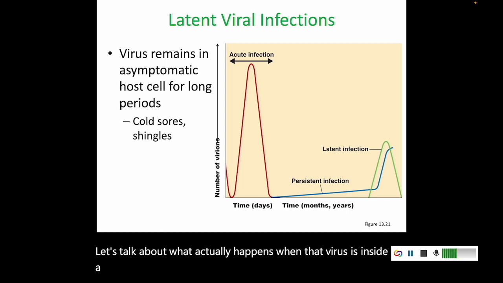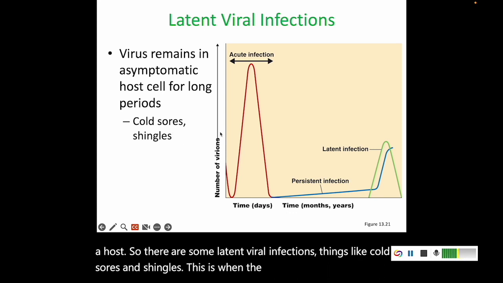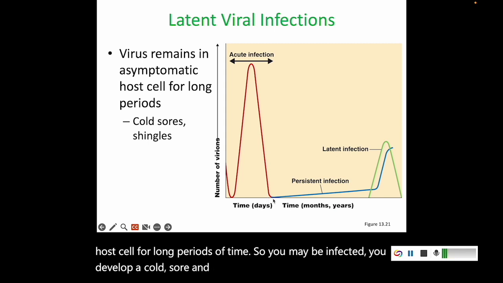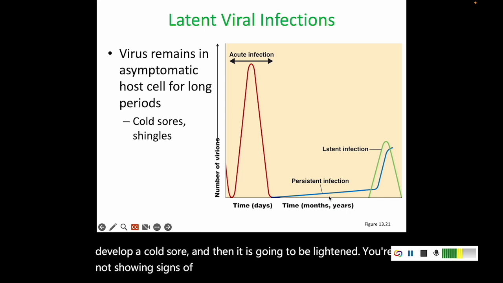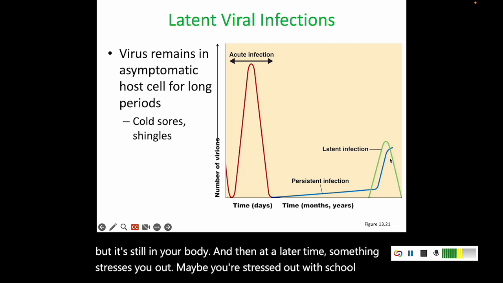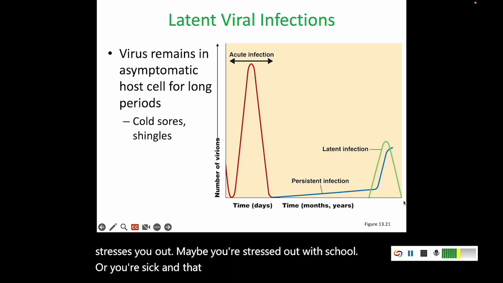So there are some latent viral infections, things like cold sores and shingles. This is when the virus is going to remain in a host cell for long periods of time. So you may be infected, you develop a cold sore, and then it is going to be latent. You're not showing signs of a cold sore, you're not spreading a cold sore, but it's still in your body. And then at a later time, something stresses you out. Maybe you're stressed out with school or you're sick, and that cold sore is able to come back out as a latent infection.